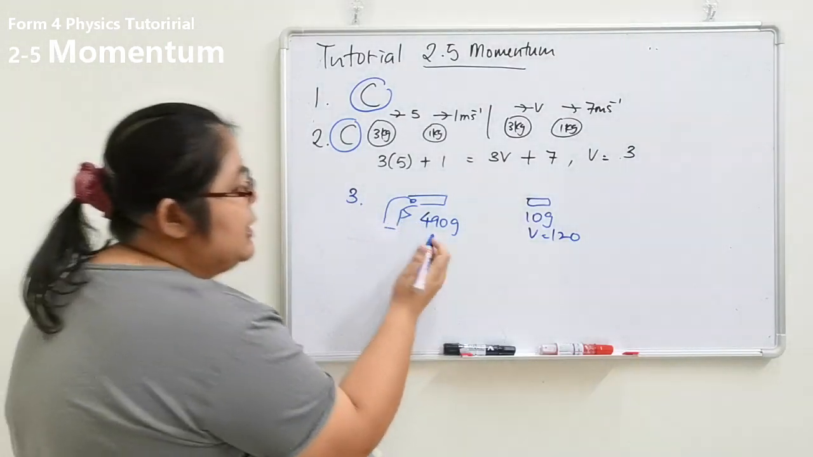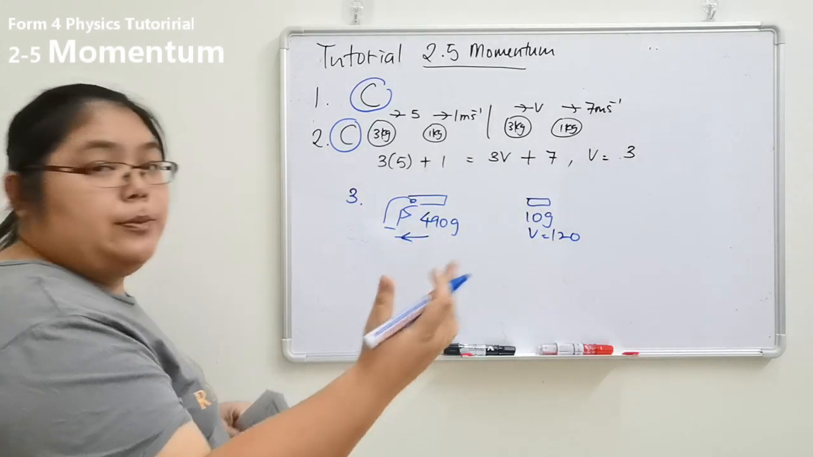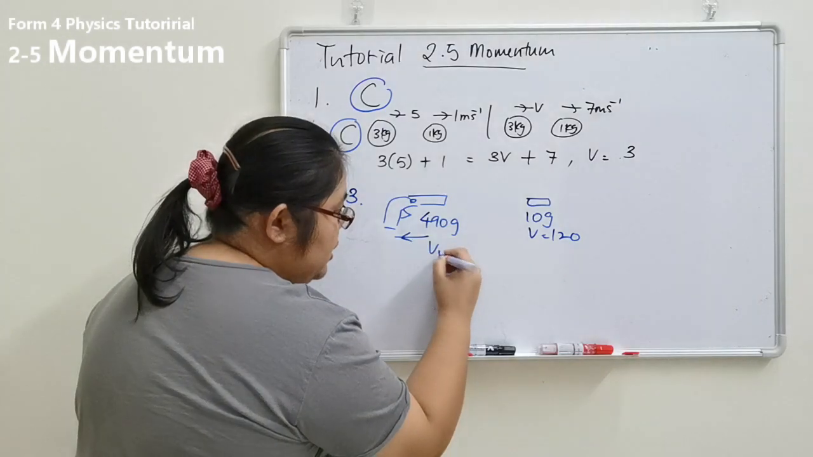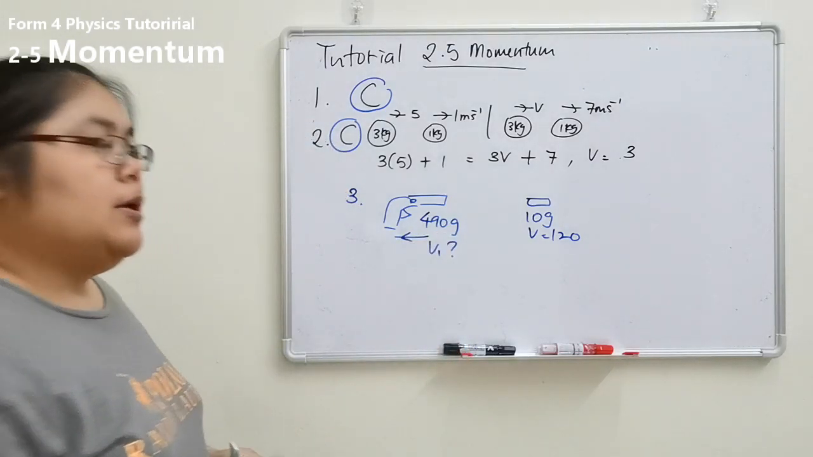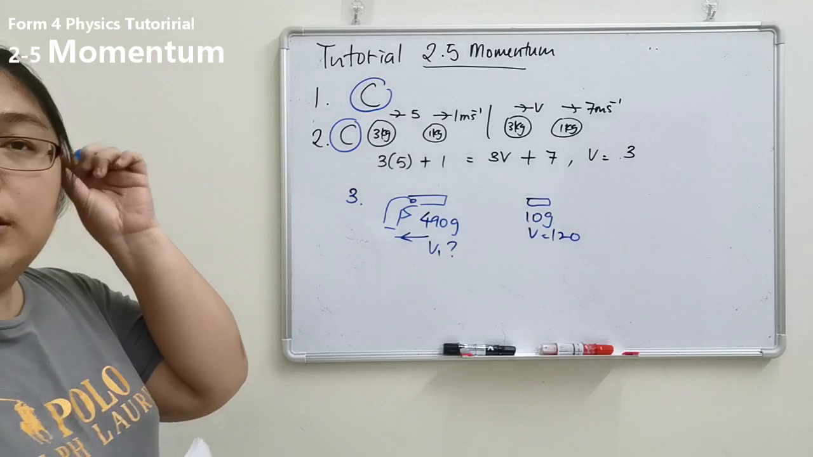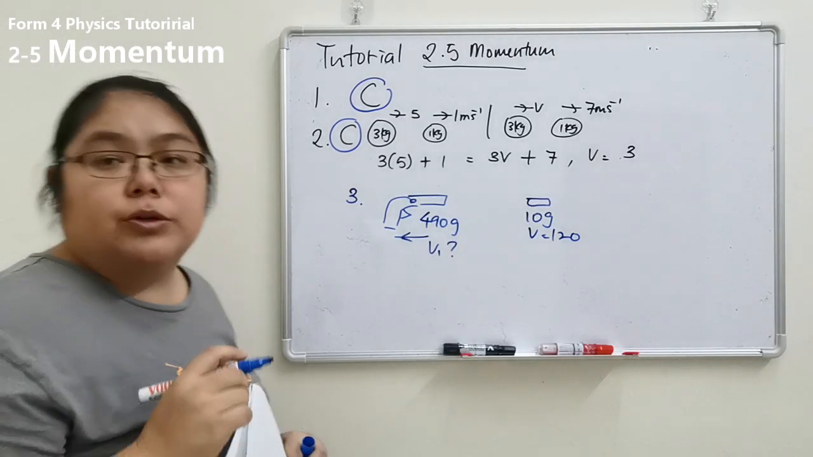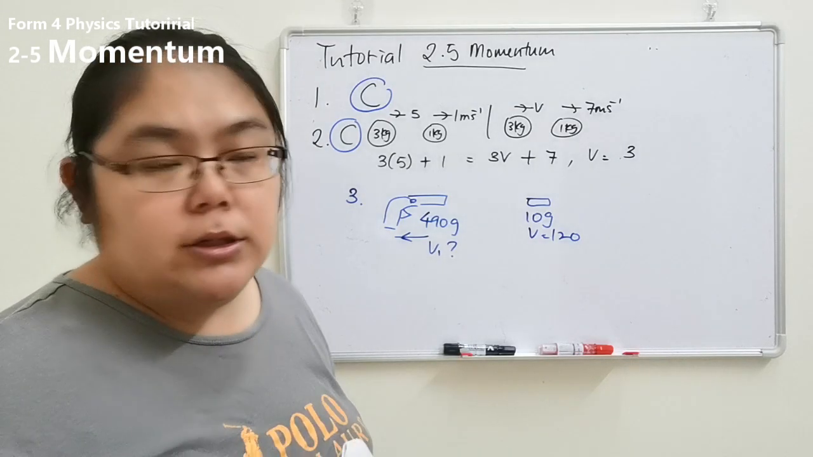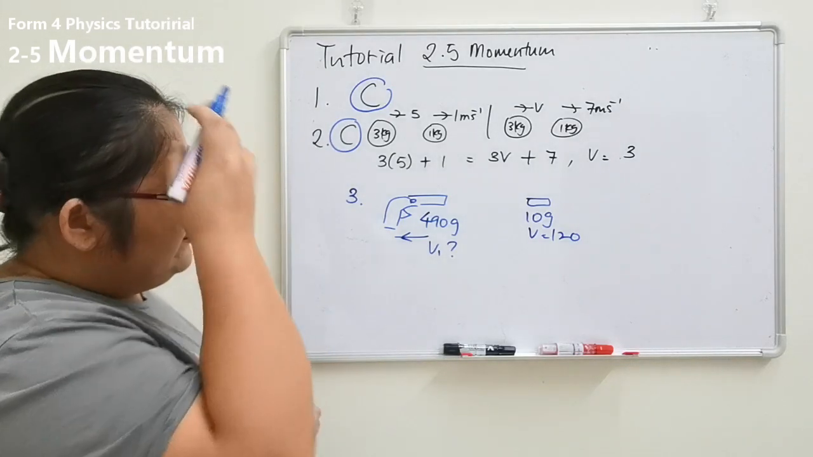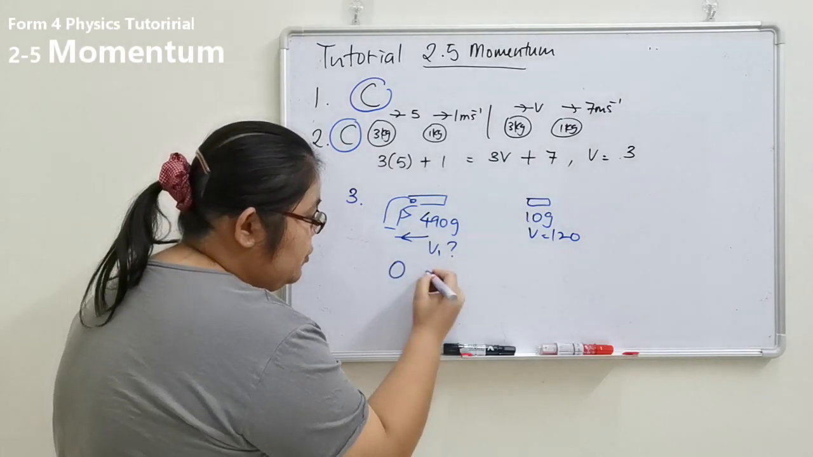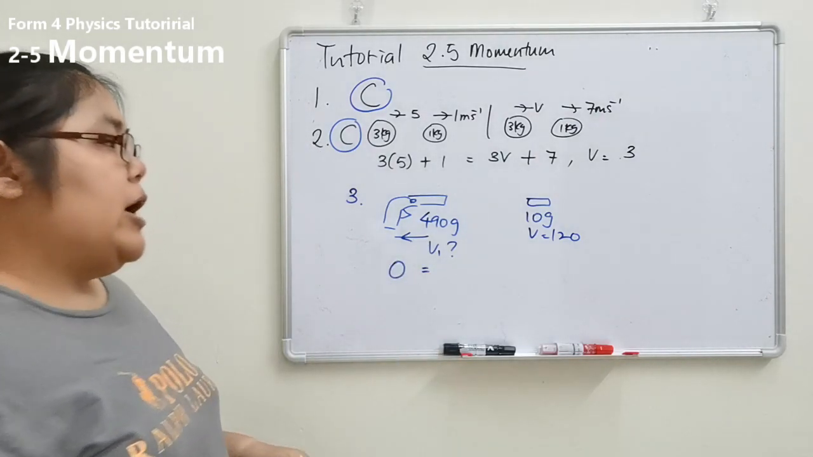So that means finally the gun will recoil. Recoil means push backwards. So they ask you this V is how many? So we take this only one. From here this one we call it explosion. This one is an explosion momentum. So from here, for explosion we know before that it is 0, so we put 0.